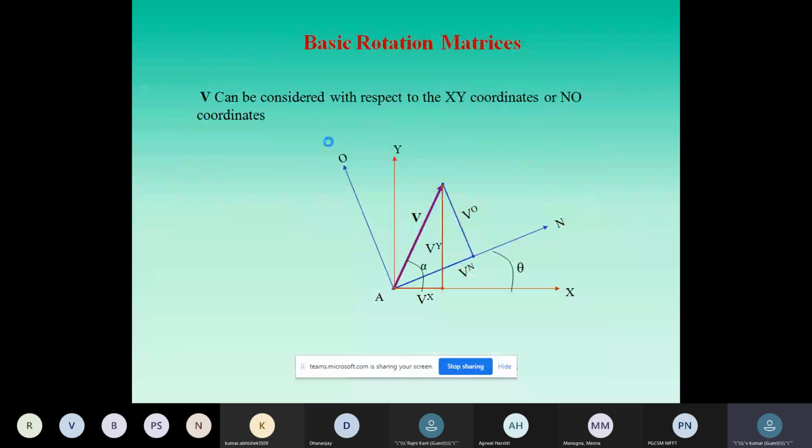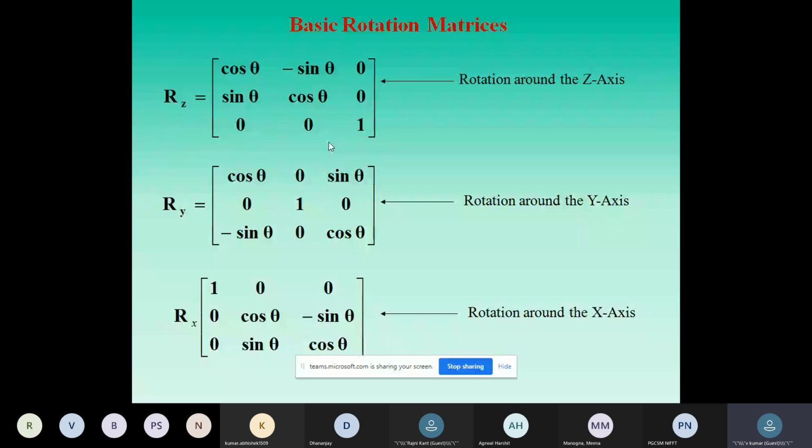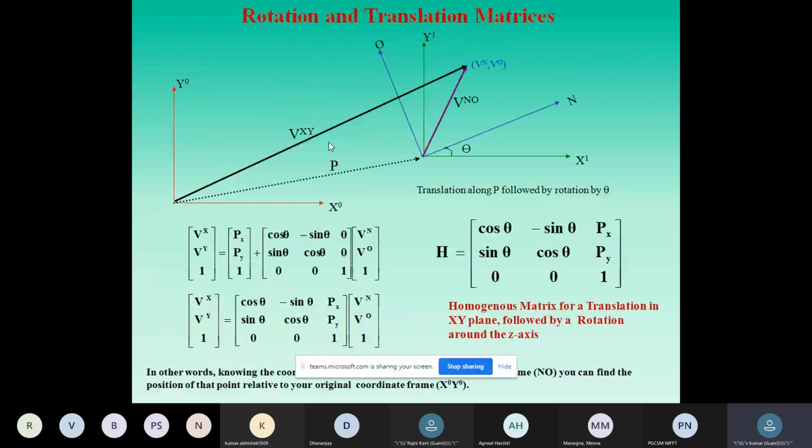Before that, you have to know the basic rotation matrix. Sominda has already taught it. So the basic rotation matrix for rotation about the z axis is defined by this, the y axis is defined by this, and the x axis is defined by this. Okay.